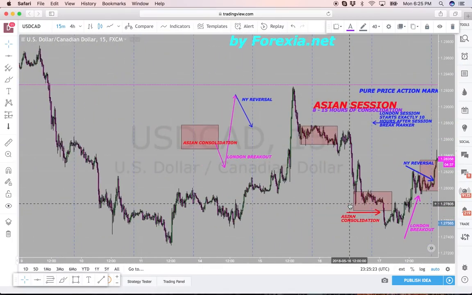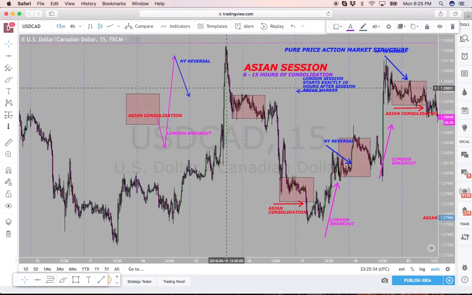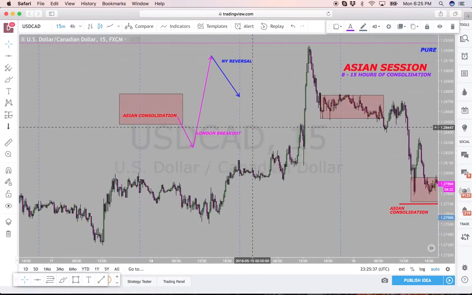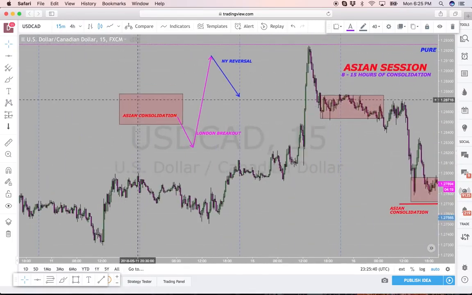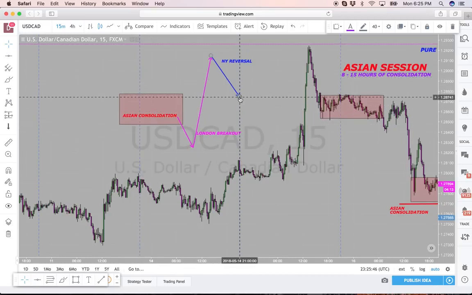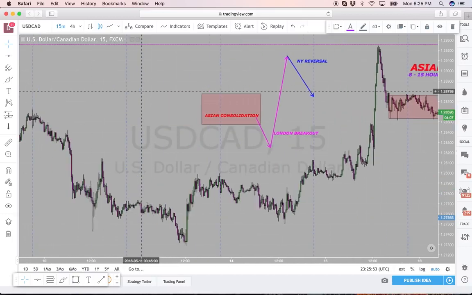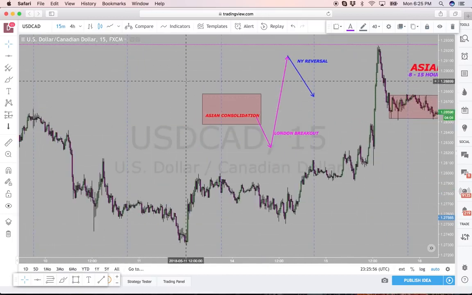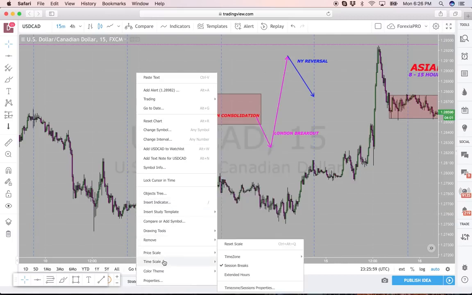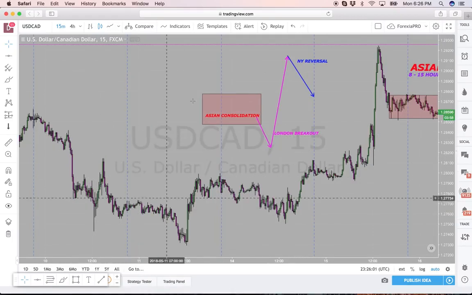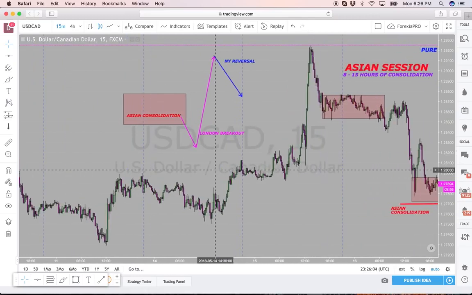So we know the three main sessions are Asian consolidation, London breakout, and New York session reversal. So, Asian session, we have the session marker right here, this blue marker each day. This is the start and end of each day. That's what it marks out. If you're using TradingView, you can right click and go to timescale session breaks and enable that. That's the most important thing you can have on your chart.